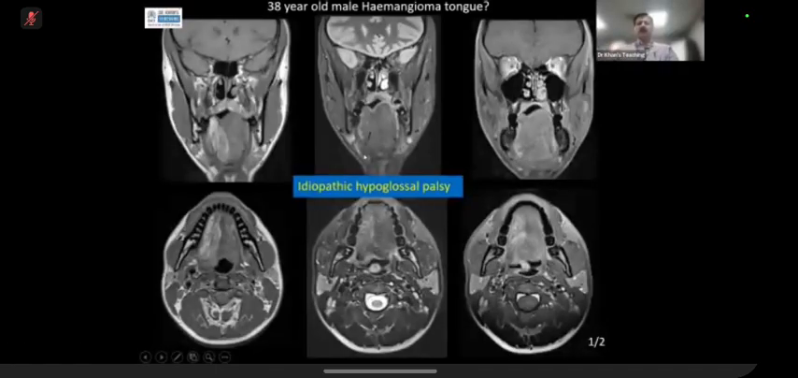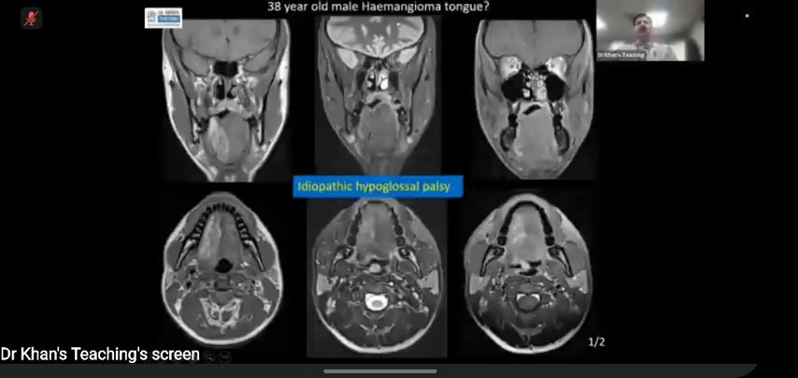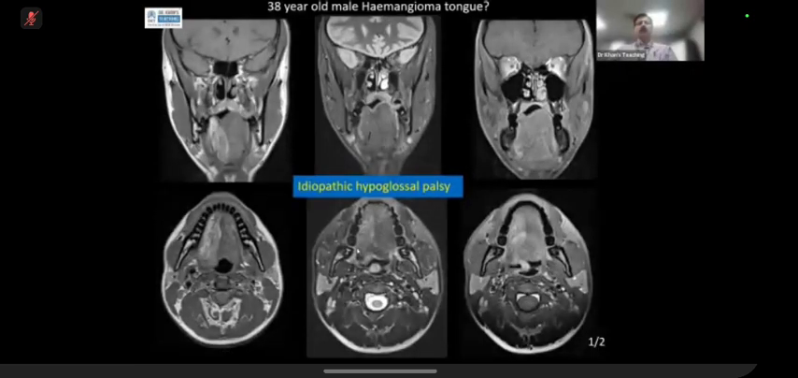This is another case which presented with, when they saw the tongue, this was their clinical impression. They said meningioma of the tongue? And what we found is that there was high signal on the T1 weighted sequence. This is STIR, just a faint edema, just a bit of enhancement. So this was subacute. In this particular case, no lesion was identified.